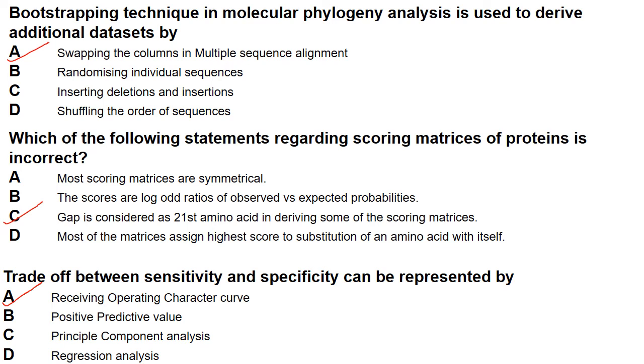Then next one. The trade-off between sensitivity and specificity can be represented by... So it can be represented by the ROC curve or receiver operating characteristic curve. It is a curve created by plotting the true positive rate against the false positive rate under various threshold settings. The true positive rate is also known as sensitivity or probability of detection. The false positive rate is also known as probability of false alarm and can be calculated as 1 minus specificity. So the trade-off between sensitivity and specificity can be represented by receiver operating characteristic curve. Answer is option A.